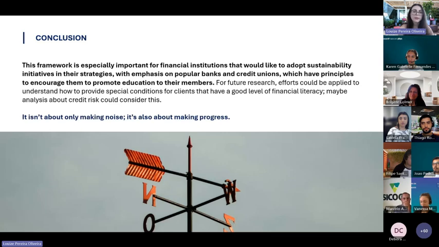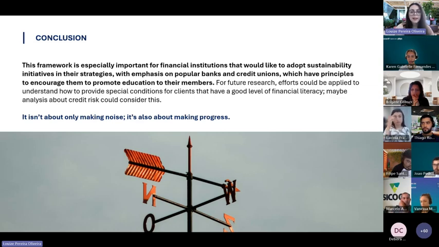It is very, very interesting. And in conclusion, this framework is especially important for financial institutions that would like to adopt sustainability initiatives in their strategies. And especially for us, because of our business model as cooperatives, as credit unions, this makes sense for us. We have principles to talk about education, to talk about community, and this makes sense especially for us, for sure.